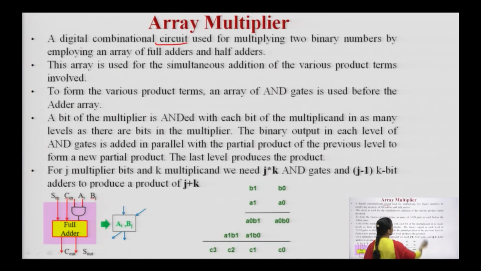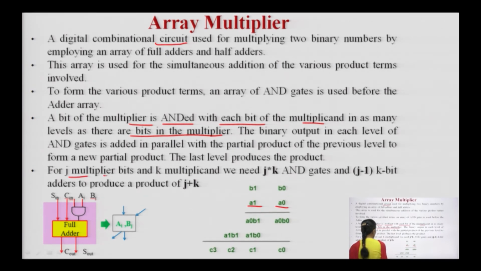Then for this lecture, the third subtopic, as I discussed earlier, is the array multiplier, a digital combinational circuit that is used for multiplying two binary numbers by employing an array of full adders and half adders. This array is used for simultaneous addition of the various product terms involved, and to form the various product terms, an array of AND gates will be used before the adder array. A bit of the multiplier is ANDed with each bit of the multiplicand, as many levels as there are number of bits present in the multiplier.